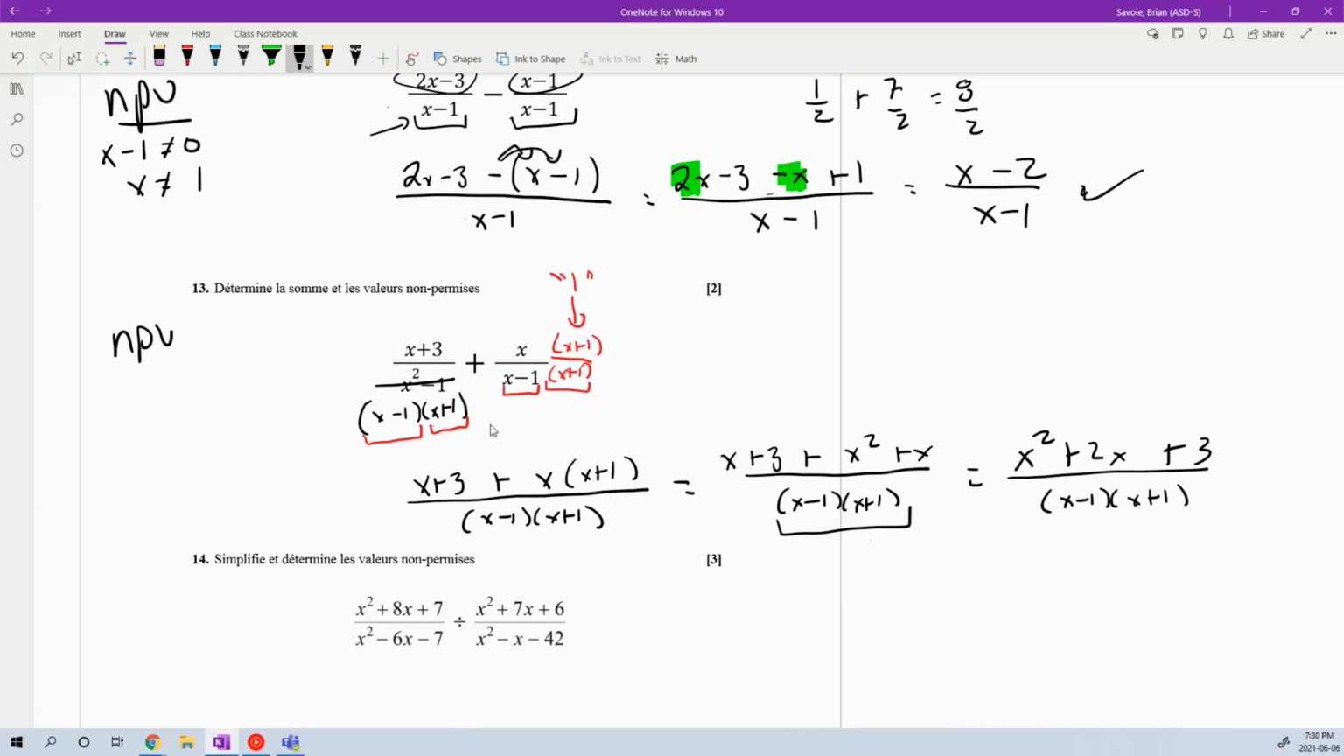I'm going to write the NPVs just right here. So I would say, all right, x minus 1, x plus 1 cannot be equal to 0. And then I would say, okay, x minus 1 cannot be equal to 0, x cannot be equal to 1. And almost like the mirror right here, x plus 1 can't be equal to 0, x cannot be equal to negative 1, excuse me.